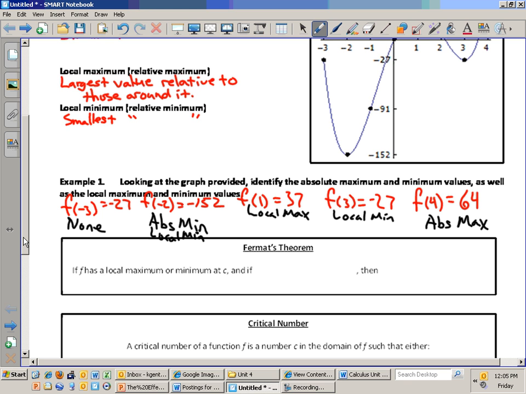So really, as you think of it, in terms of being local, it has to really be on both sides. And you don't have any values on this other side. So there's nothing really local about it. It is an endpoint. It is going to be extreme just by nature. So it could possibly be an absolute, but not local.